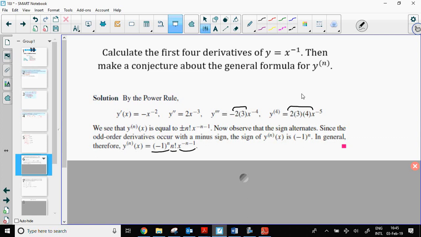And then our exponent there for the nth derivative, notice that the first derivative has an exponent of negative 2. The second derivative has an exponent of negative 3. 3 goes to negative 4, 4 goes to negative 5, and so on. So the nth derivative is going to have an exponent here of negative n minus 1. So that's a general form for the nth derivative of x to the negative 1. That's kind of neat that we could work that out.